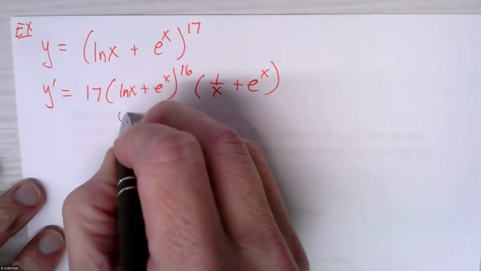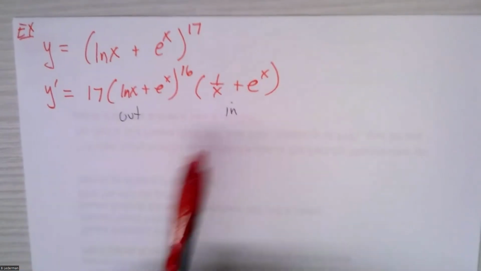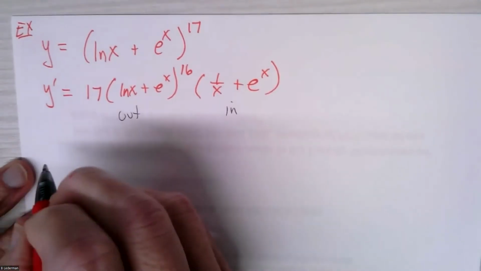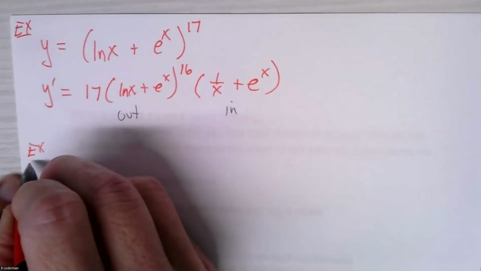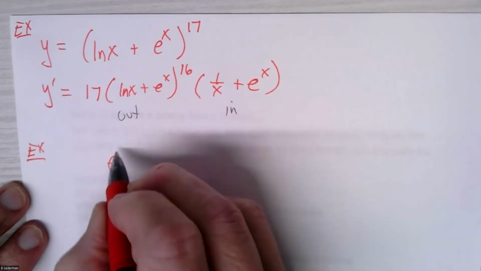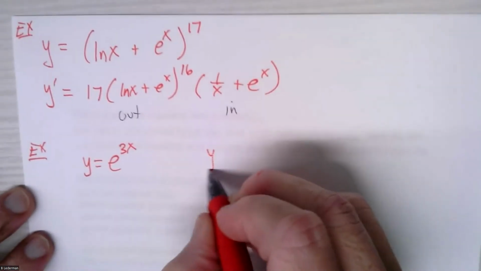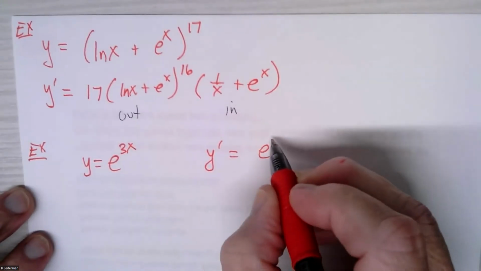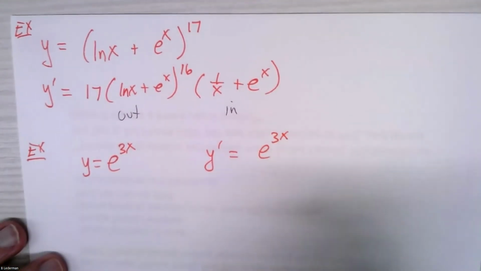That's our outer, and that's our inner. And that's our outer derivative, that's our inner derivative. Beautiful. Now I want to just do one very simple one, but it's important. Another example, very simple example, but very important. e to the 3x power. That's it. y prime is going to be equal to e to the 3x power times the inner derivative. What's the inner?